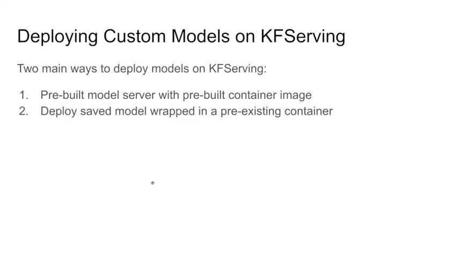There are two main ways to deploy a model as an inference service on KFServing. We can deploy the saved models with a pre-built model server on a pre-existing image. There are many of these included with the stock KFServing project. We can also deploy a saved model already wrapped in a pre-existing container as a custom image.